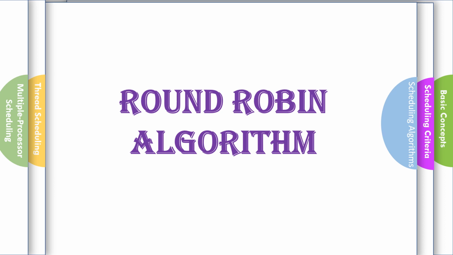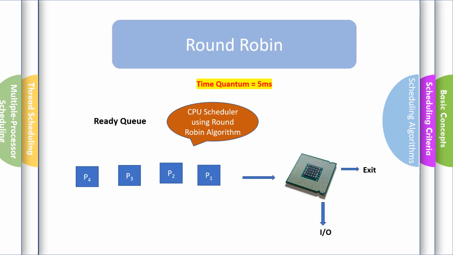So the next algorithm is the round robin algorithm. The round robin algorithm uses a time quantum. Time quantum means that whatever CPU time is there, it will be allocated equally to all the processes in the system. Now here we have 4 processes, P1, P2, P3, P4. All 4 processes will be given the CPU for an equal amount of time.